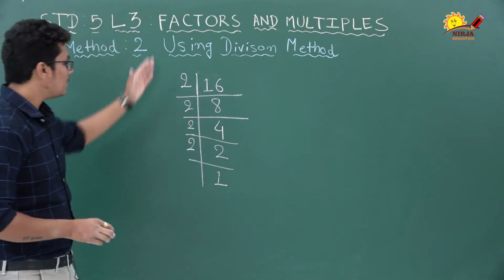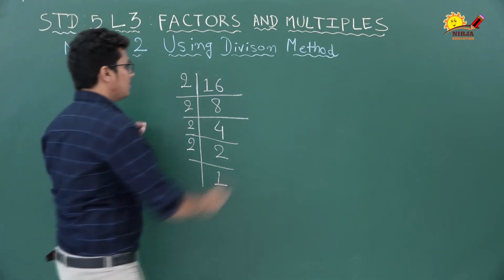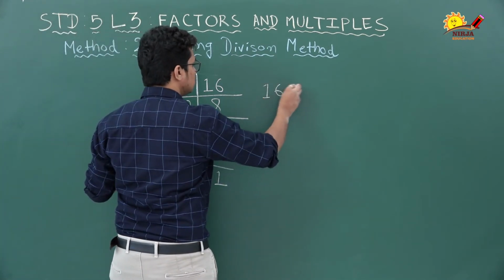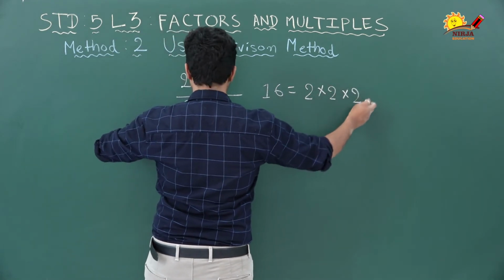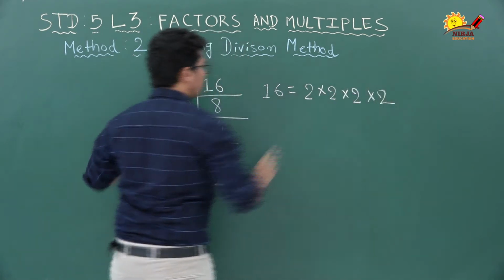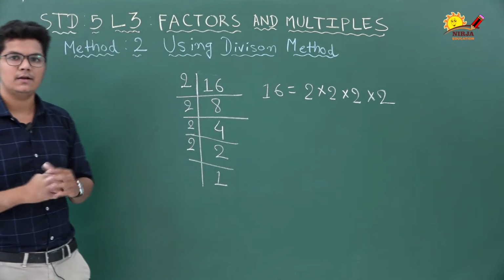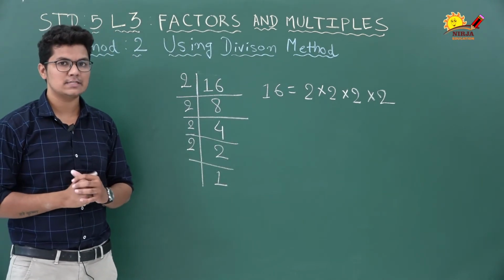Okay, so what are the prime factors of 16? Prime factorization of 16 is 2 multiplied by 2 multiplied by 2 multiplied by 2. Okay, so this is the division method. Let's take one more example.